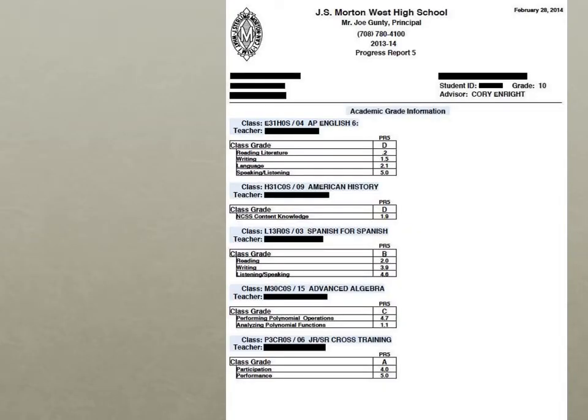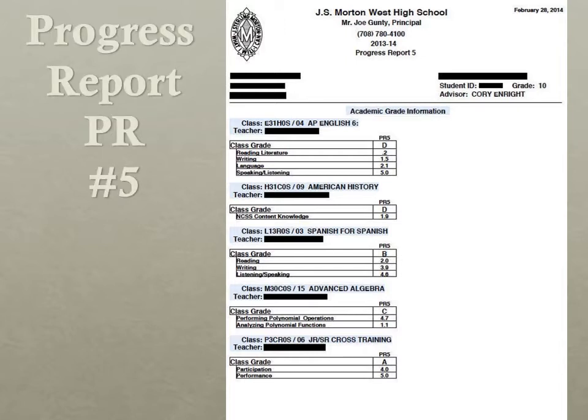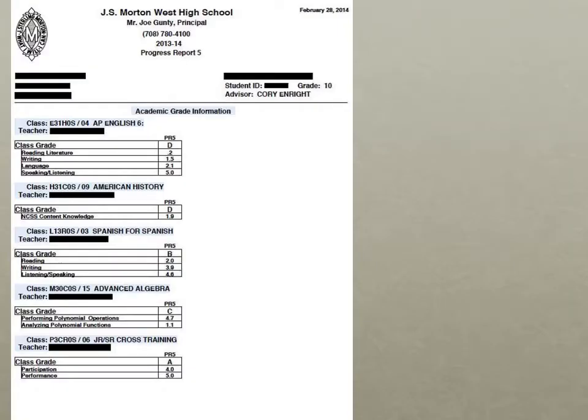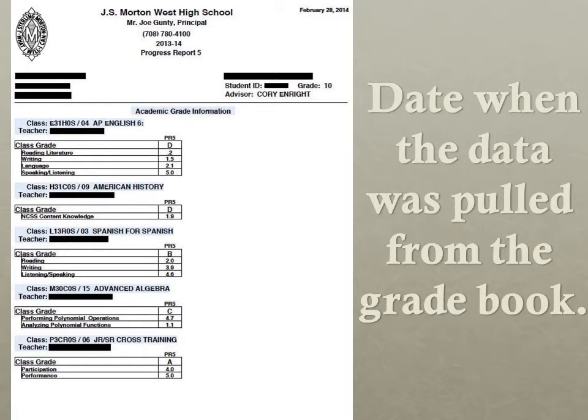Progress reports are sent out after 5 weeks of class. In this example, this was progress report number 5. The title is listed at the top. The date when the data was pulled from the gradebook is listed on the top right corner. In this circumstance, it was February 28th. Any information after February 28th will not be included in this progress report.